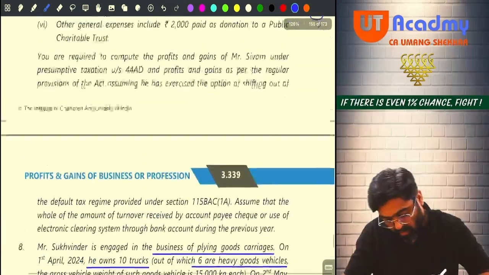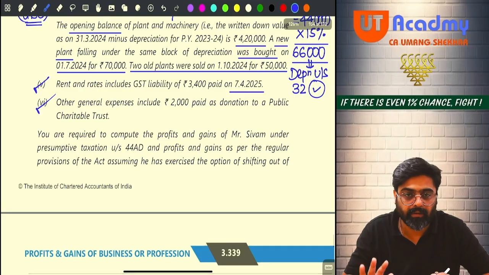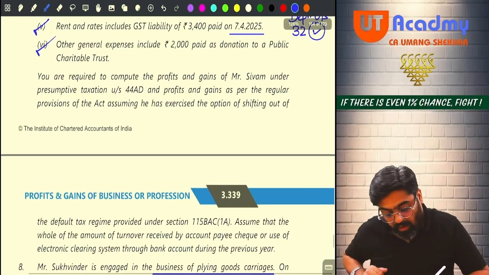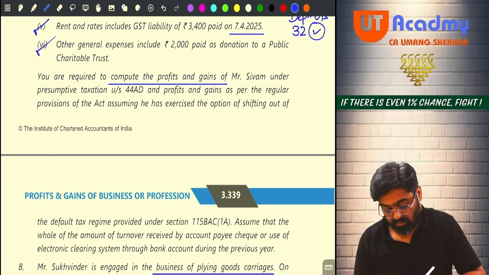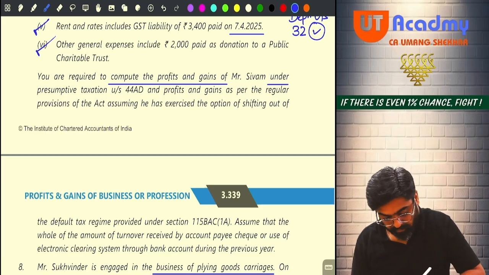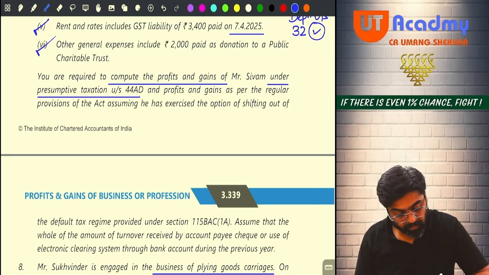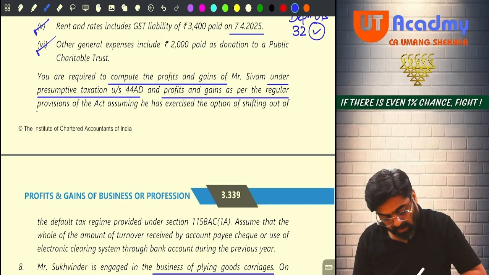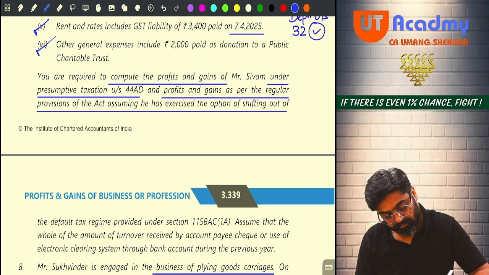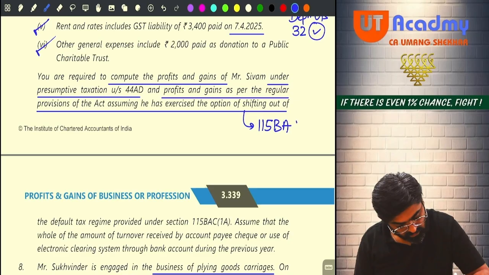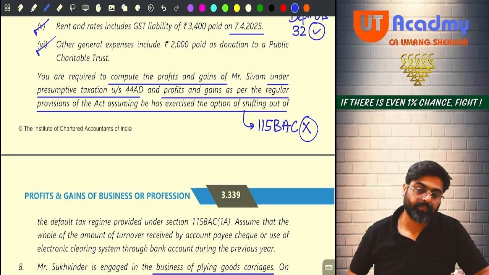Sure. Now all the information you have done. Wait, read further. You are required to compute the profits and gains under presumptive taxation under 44AD, and you are also required to compute profits and gains as per the regular provisions of the Act, assuming that he has exercised the option of shifting out. Shifting out means 115BAC not followed.